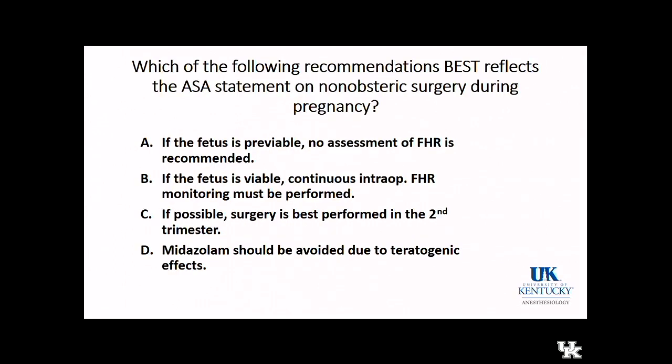Now, nonobstetric surgery during pregnancy. Which of the following recommendations best reflects the ASA statement on nonobstetric surgery during pregnancy? Is it that if the baby's not viable, you don't need to look at fetal heart rate at all? Or that you need continuous heart rate if the baby's viable? Should you perform surgery in the second trimester if you can time it, or avoid midazolam because it's teratogenic? The answer is actually going to be C. Usually you can't time non-obstetric surgery during pregnancy, but if you can, the second trimester is the best time.